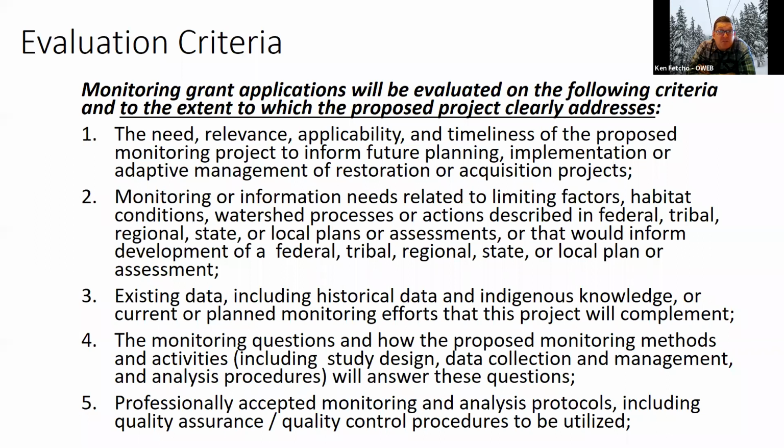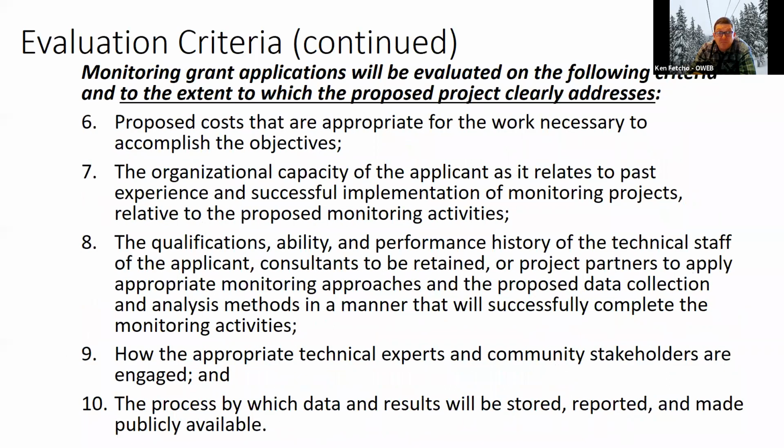Number 5, the extent to which the proposed project clearly addresses professionally accepted monitoring and analysis protocols, including quality assurance and quality control procedures to be utilized. There are a few questions in the application that address both of those. So now this is the second half of our criteria. Number 6, proposed costs that are appropriate for the work necessary to accomplish the objectives.